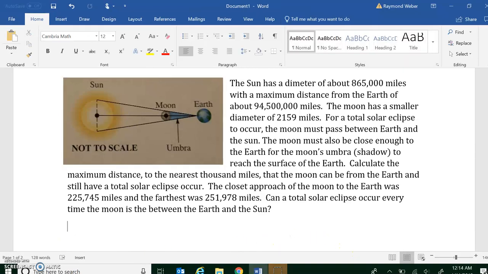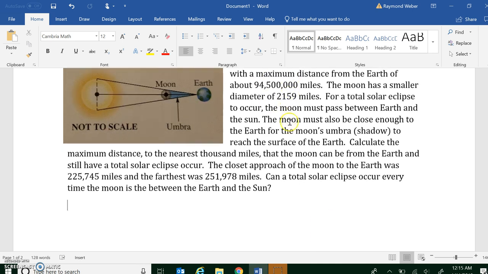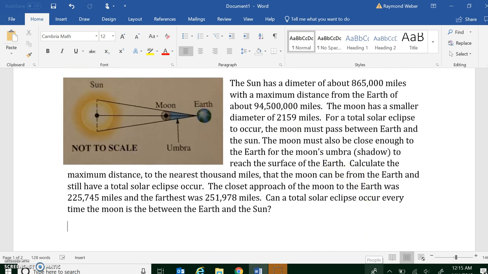Okay, so the sun has a diameter of about 865,000 miles and a maximum distance from the Earth of about 94,500,000 miles. The moon has a smaller diameter of only 2159 miles, and for a total solar eclipse, the moon must pass between the Earth and the sun, and it must be close enough for the moon's umbra shadow to reach the surface of the Earth. Calculate the maximum distance, to the nearest mile, that the moon can be from the Earth and still have a total solar eclipse occur. Okay, so what we've got is two triangles.